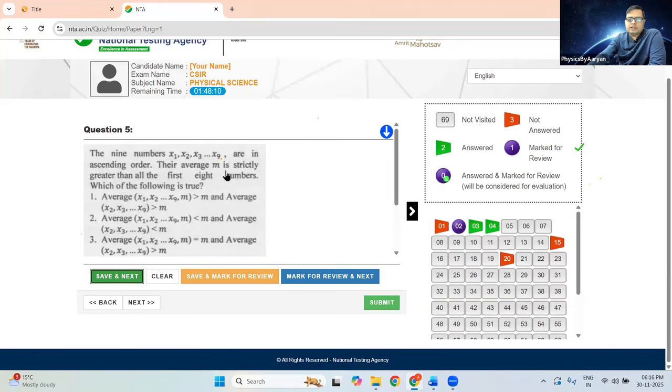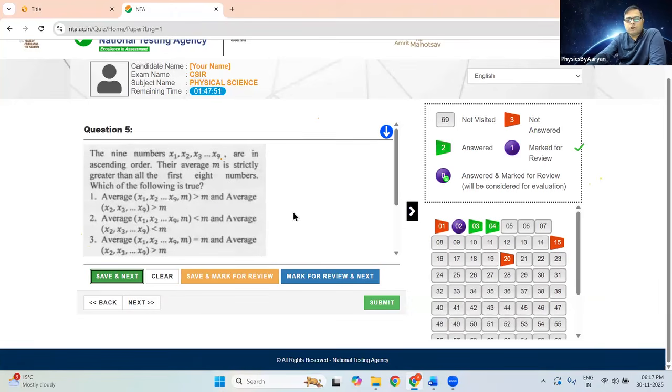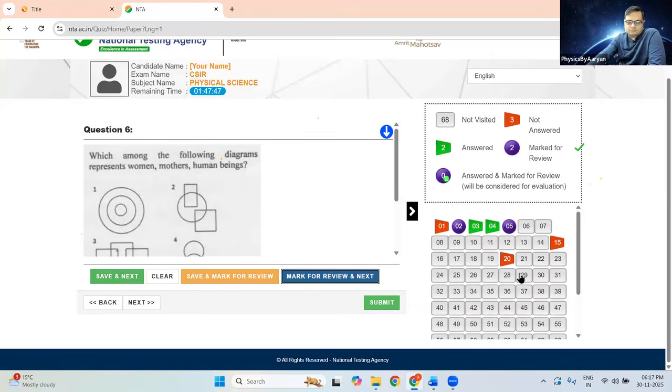So their average must be greater than the first 8 numbers. I can easily do that by taking the last number very large. So if I take the last number as something, then I can achieve this, and then I can try to match the options. Basically my idea is that I can do it, but I don't have a very clear picture of how. So the good option in that case is you mark for review and go to the next.